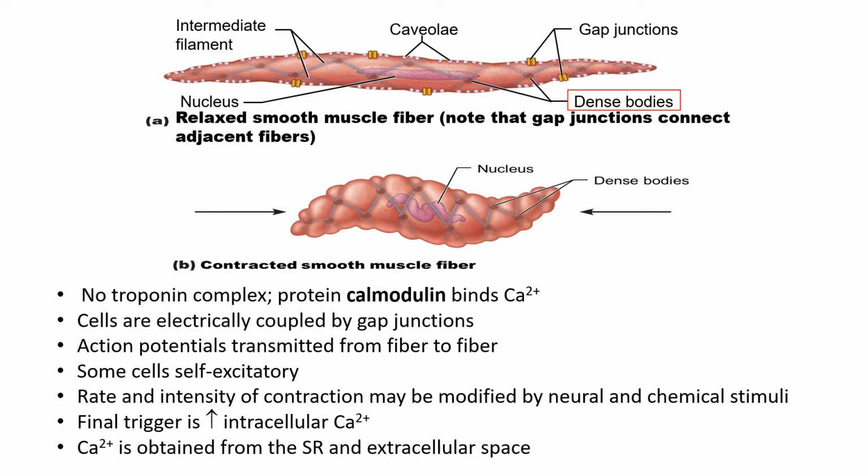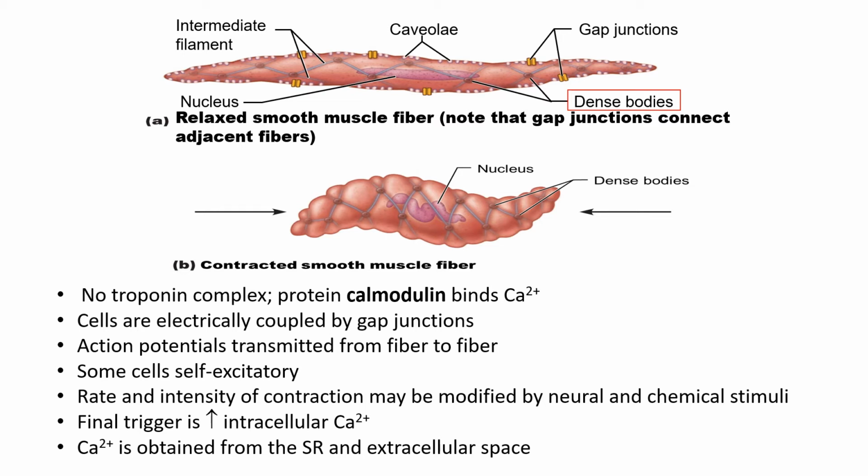However, actin and myosin still interact by the sliding filament theory. There is no troponin complex. Instead, we have a protein called calmodulin, which binds calcium.